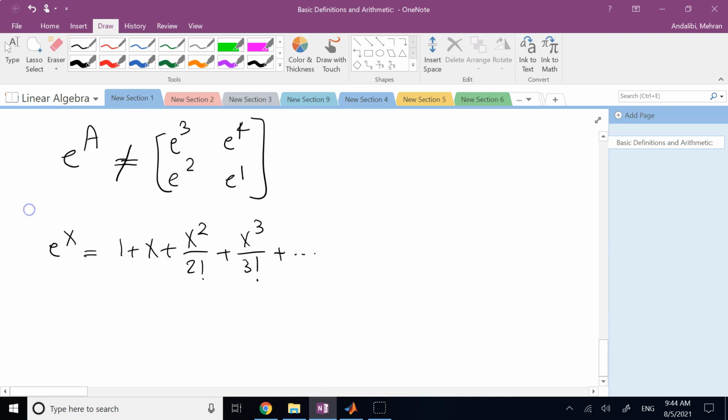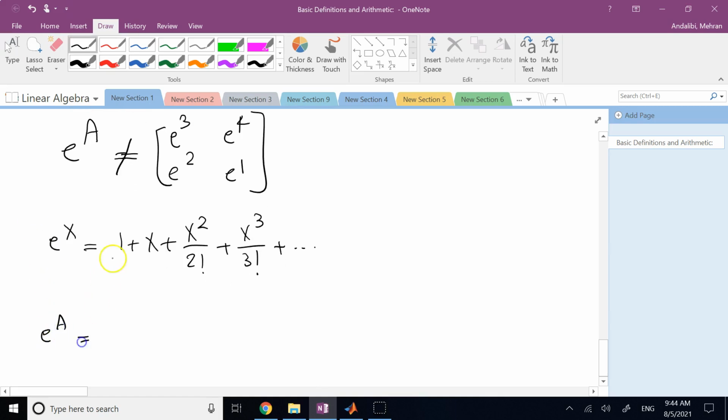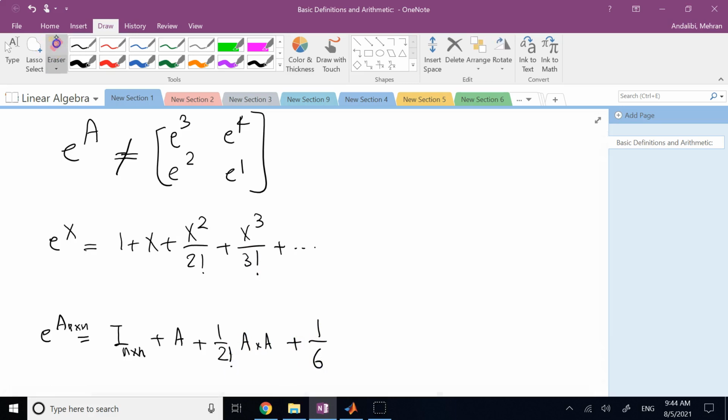So in that case, e to the A is, instead of 1, you have to use I of the same dimension as A. So if A is, for example, n by n, this is going to be I n by n, then plus A, then plus 1/2 of A squared, which is actually A times A, and then 1 over 3 factorial, which is 6, correct? If you want, I can write it this way for you.